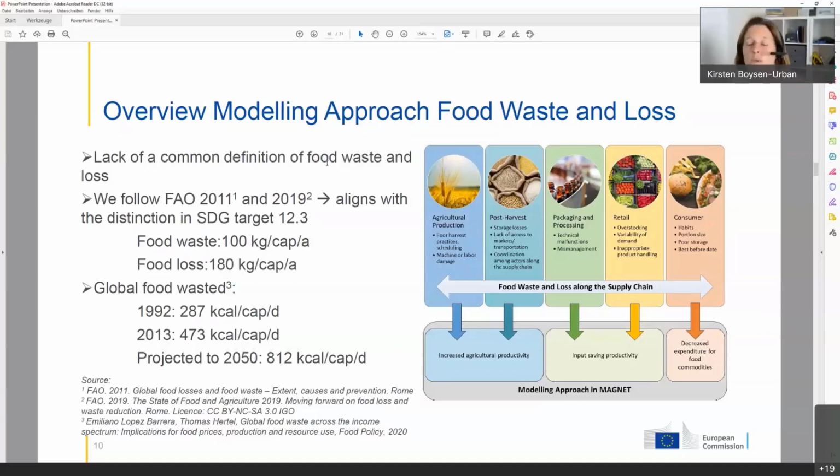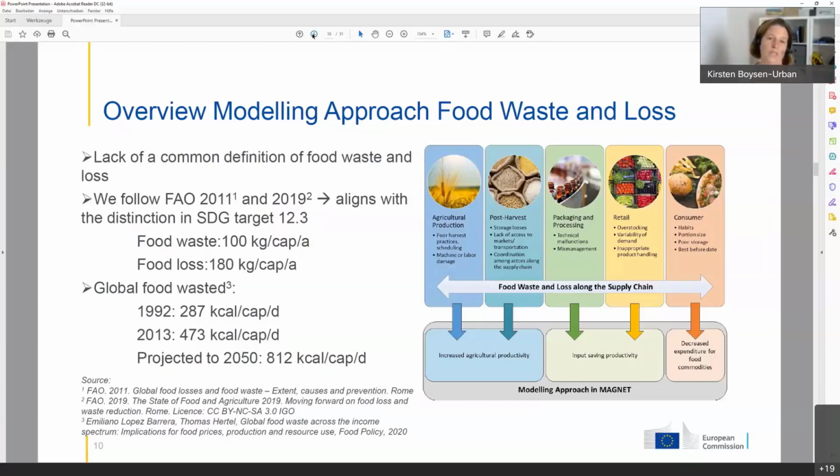Now the question is, how did we impose the shocks to the model? For instance, with regard to the production side, we introduced food loss reductions as an increase in agriculture productivity. When we look at the packaging and processing level, those reductions are introduced as an input saving productivity shock. And on the consumption side, we introduced also an input saving productivity shock at the retail level, the food service sectors. And in addition, we decreased the expenditure for food commodities and food services at the consumer level. This means they just spend less income, and this way they consume less food.